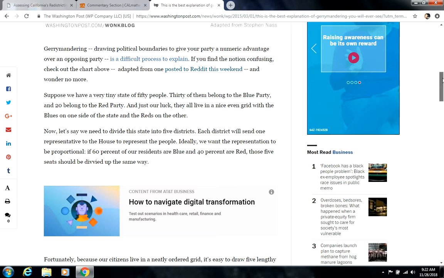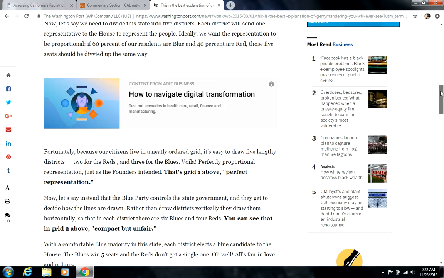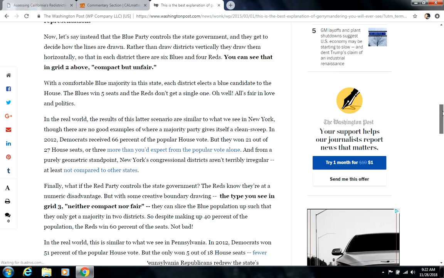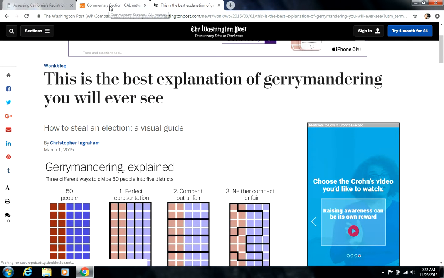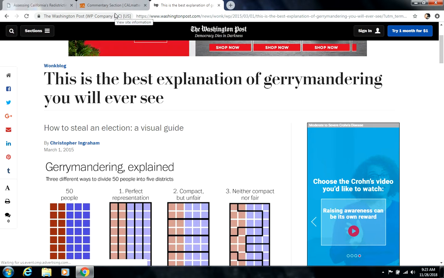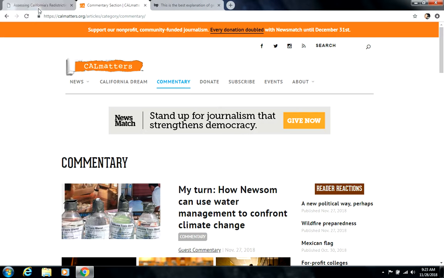Now, what's going on? Gerrymandering: drawing political boundaries to give your party a numeric advantage over the opposing party. If you find the notion confusing, well, I just explained it to you, but this has been going on for some time. Ideally, we want the representation to be 50-50, but guess what? The legislature, the people that are making the laws, the ones in office, like the governors, the senators, these are the ones that get to draw it out. Usually the governor gets to draw out where these districts are.